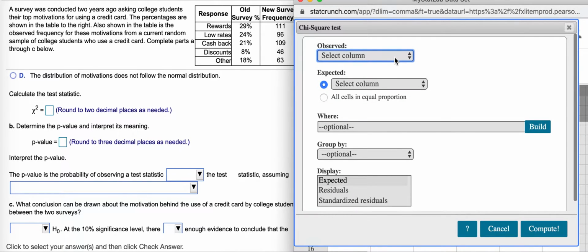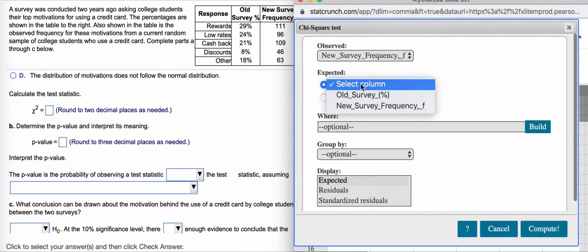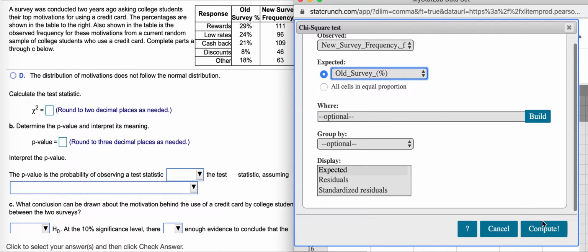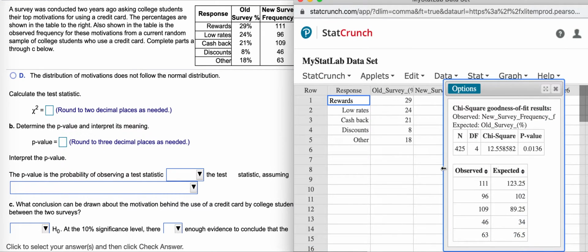Then we're going to select the column of the observed values. The observed values are the counts in the new survey. All right, the expected is going to be from the old survey percentages. And so we're going to compute or run the test.